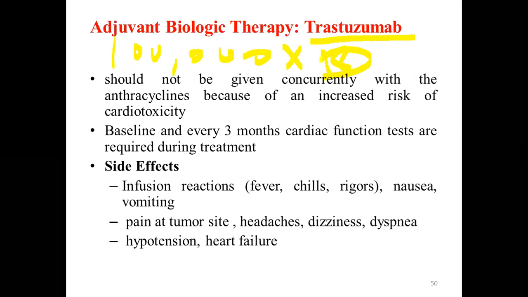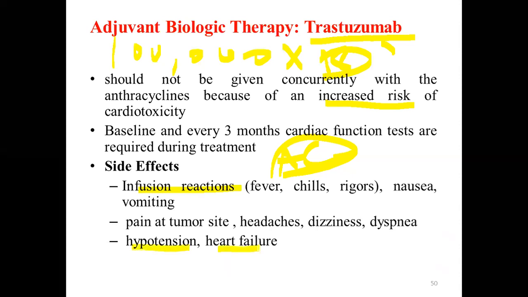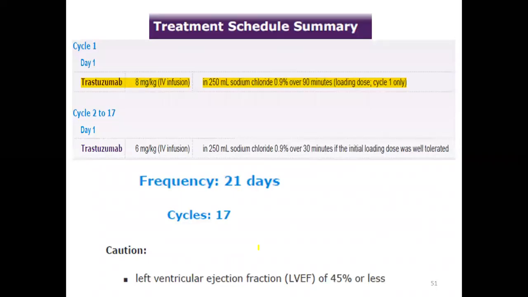Okay, but anyway, it should not be given concurrently with anthracycline because of cardiotoxicity. If the patient is taking AC, you have to complete AC first before you consider trastuzumab because of what? Overlapping cardiotoxicities. Of course, the cardiotoxicity is not as severe as that of adriamycin, but you have to monitor every 3 months. Side effect wise, infusion-related reaction is also very common. The possibility of hypotension and heart failure is also common.